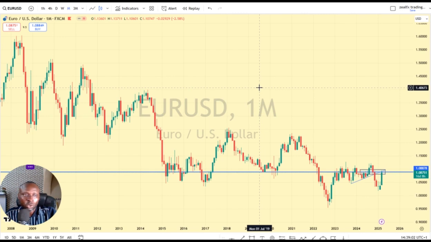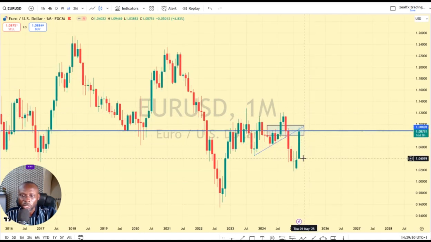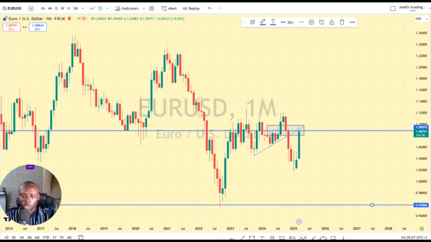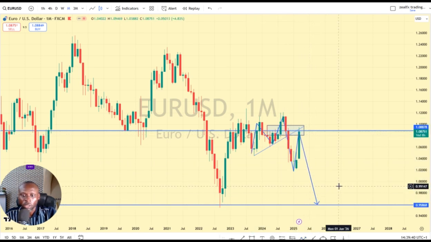On the major structure of Euro USD, we still have a series of lower highs. So long as we have this series of lower highs, we expect price to drop lower on Euro USD in the coming weeks and months. We still expect price to come to this region because price has broken below a key level on Euro USD. So long as price breaks the inner structure, we expect price to do a retest of the inner structure neck before we see price pushing lower to this level. Let's look at the weekly chart of Euro USD.